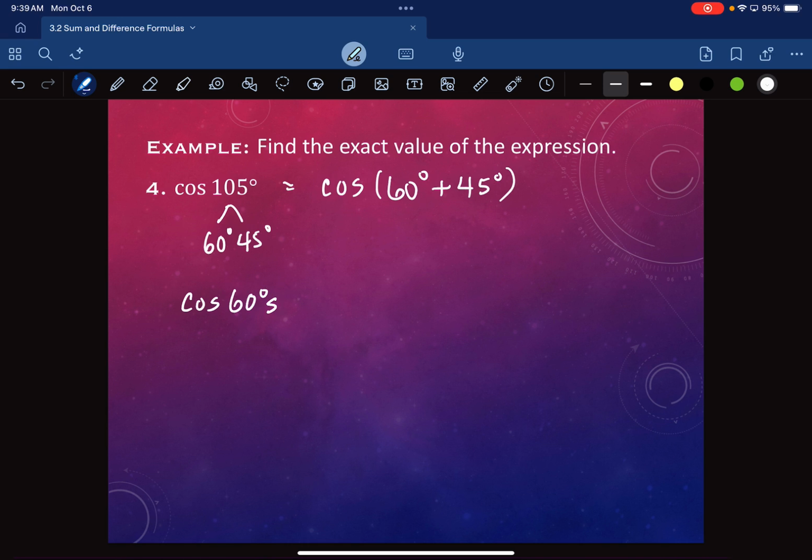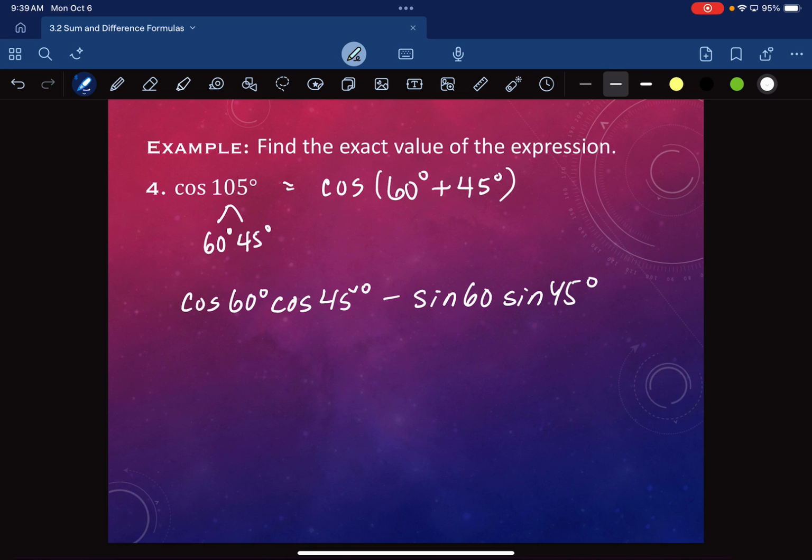So if cosine of 60... was it cosine next or sine? It was cosine. Cosine of 60, cosine of 45, and then minus sine of 60, sine of 45. Okay, did I get those written in correctly? I think so. All right.